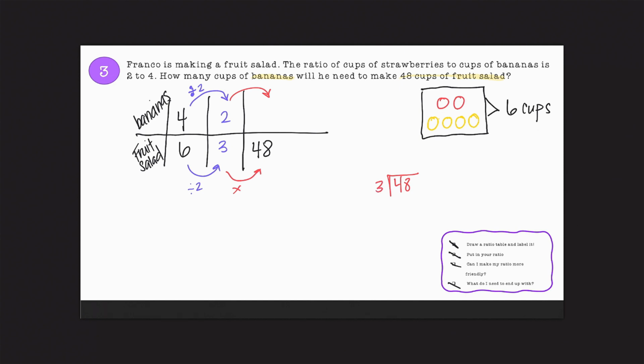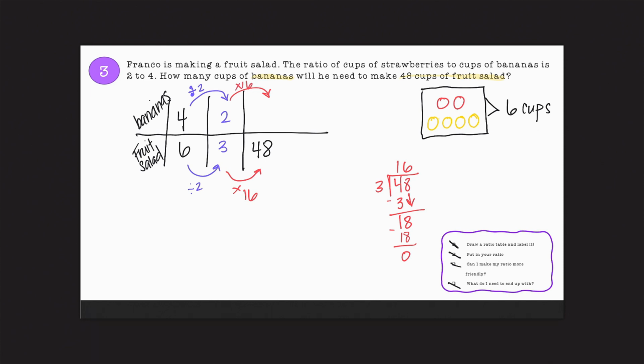So let's look. 3 goes into 4 one time. We have 1 remaining, and then we'll bring down our next place value. 3 goes into 18 6 times, and I'm left without a remainder. So my quotient here is 16. So if I multiply 3 times 16, I'll get 48. And because I know that if I can do it down here, I also can do it up here.